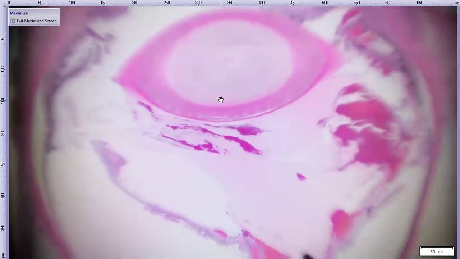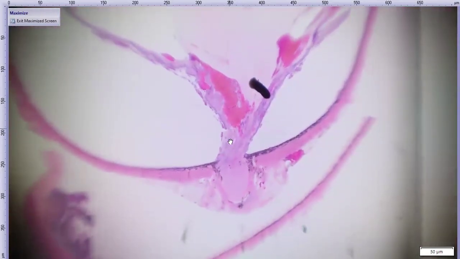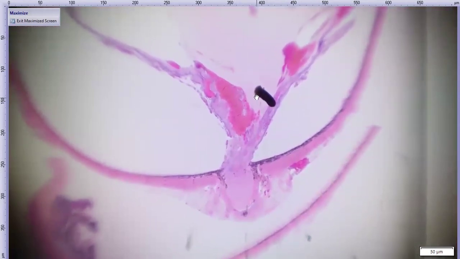The lens isn't very exciting. We probably won't spend too much time on that. And then here's our optic nerve head, which is kind of distorted due to this retinal detachment. And then here's a black Sharpie mark that I made. We will come to that eventually, but it's not a lesion.